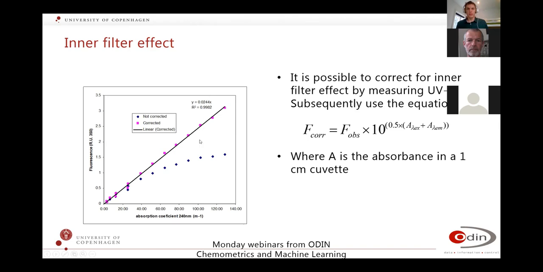So normally it's possible to correct for these inner filter effects by measuring UV-Vis. And then you can use the equation that you have down here to do the correction. What this states is that this is what you have measured, and then you need to use the absorbance that you have measured with UV-Vis in order to do the correction. And this UV-Vis you have to then measure with the same cuvette as you are measuring your fluorescence with.